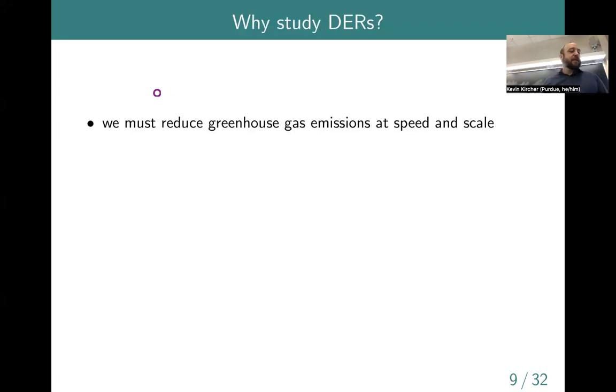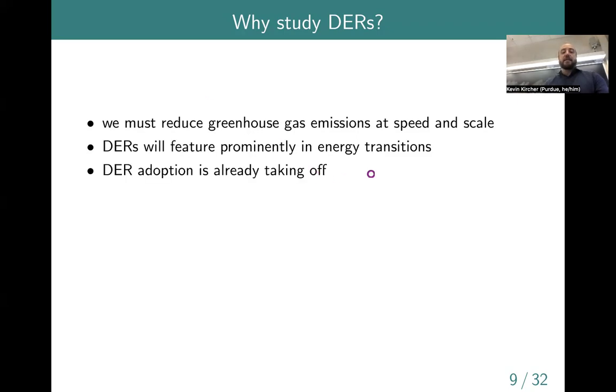Okay, so I've hinted at some of these themes, but why might we be interested in studying DERs? So I think climate is one major motivation here. Climate scientists tell us that basically we need to reduce greenhouse gas emissions from human activities quickly and significantly. And DERs can play a prominent role in that.